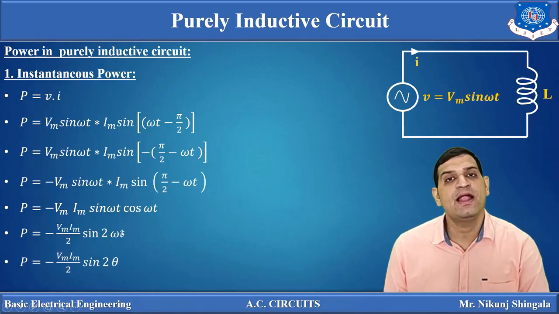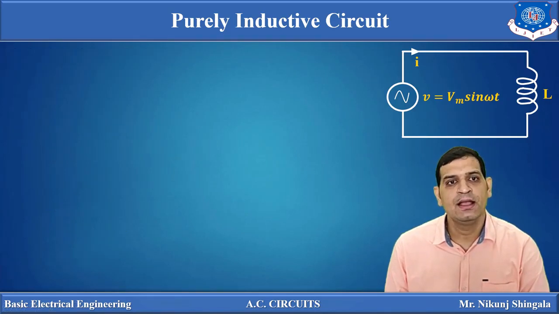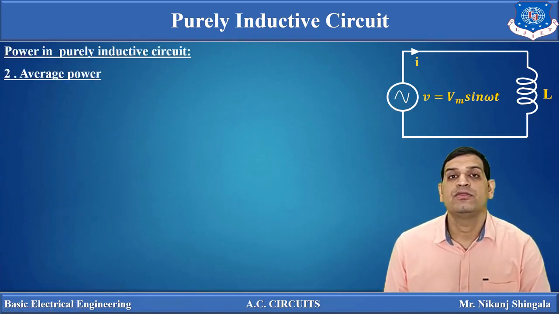Now we can write omega t is equal to theta. So P is equal to minus Vm Im divided by 2 sin 2 theta. So that was the expression of instantaneous power. Now finding the expression of average power for purely inductive circuit.